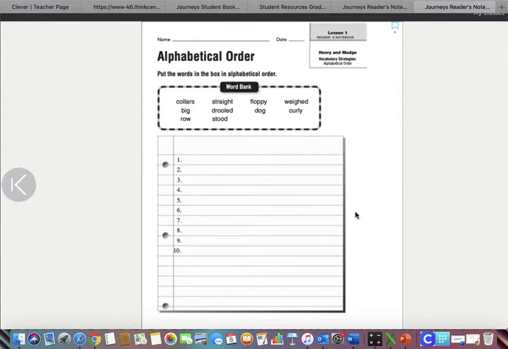Yes, Alina? These words are from Henry and Mudge. They are from Henry and Mudge, exactly, because that's the story that we're using.